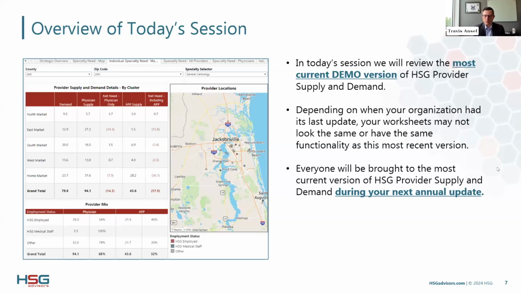We have a number of clients on different cadences in terms of when we last built out your provider supply and demand, and we're going to work towards getting everyone to the same version around your next annual update. So if you haven't had an update done in a long time or you're not on an annual update cadence, some of this might look a little different than what you have.